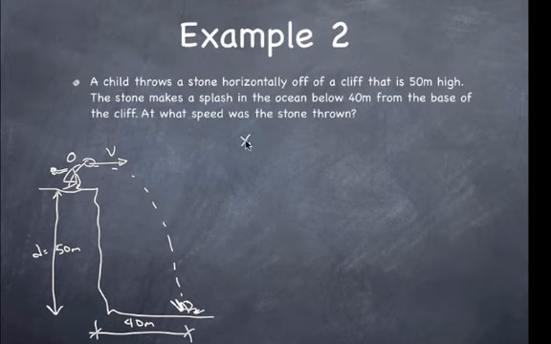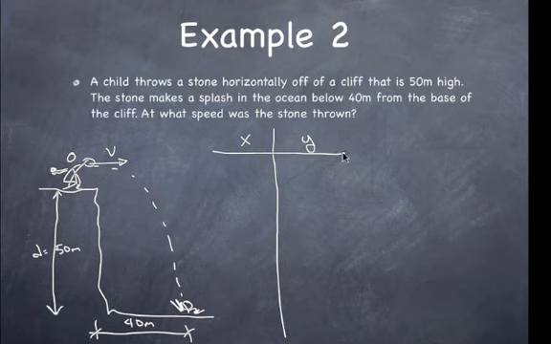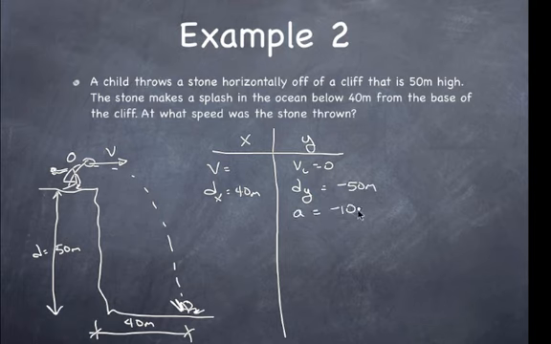So again, start off the same way. Set up your XY table, and then separate your motions and what you know. I want the velocity, so I don't have that to list. I know that my horizontal distance in the x direction is 40 meters. I don't have any other information in the x, so I come over to the y. My v initial is going horizontal, so my speed vertically is 0. My height is minus 50 meters. The acceleration due to gravity is minus 10 meters per second squared. And again, I want the time.